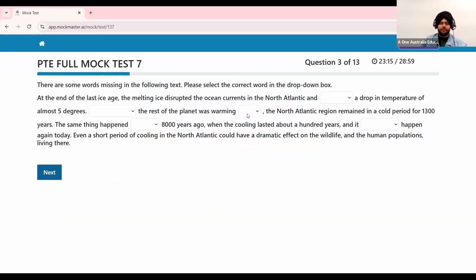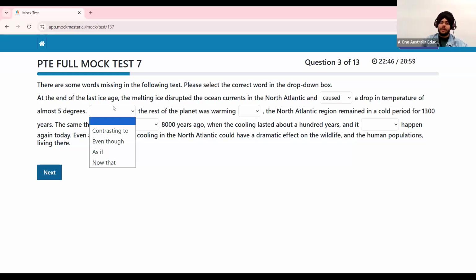Then for the next one, here: ice disrupted ocean currents in the North Atlantic and dash a drop in temperature. So ice dash a drop in temperature. Now, ice cannot feature a drop, ice cannot deny a drop, ice can reflect, or ice can cause. Okay. So here it says at the end of the last ice age, the melting ice disrupted the ocean currents in the North Atlantic and caused a drop in the temperature.